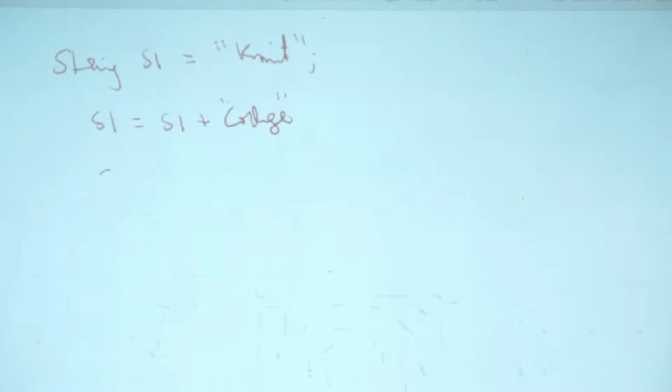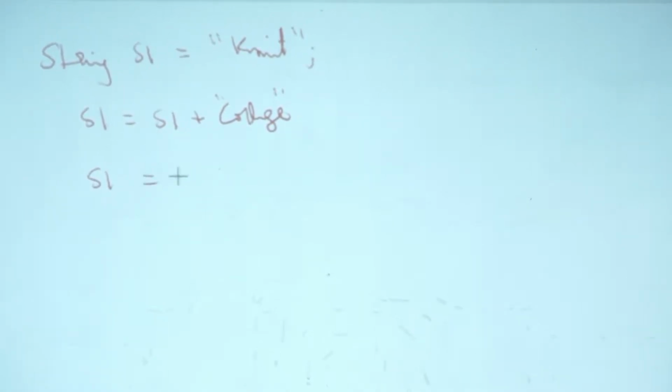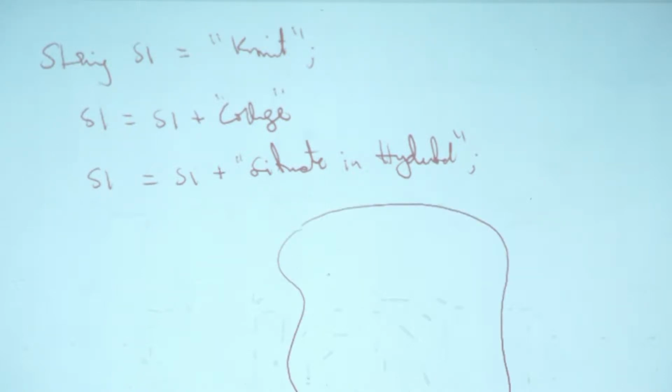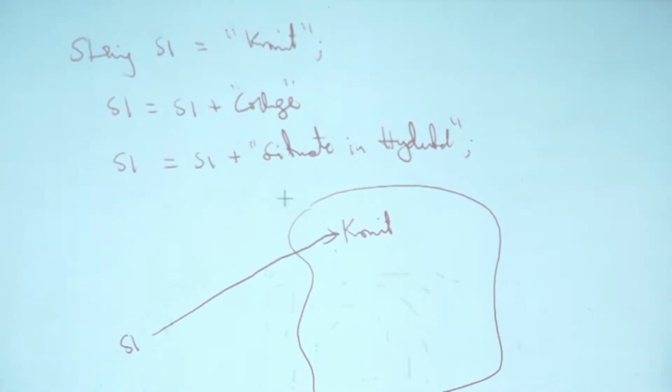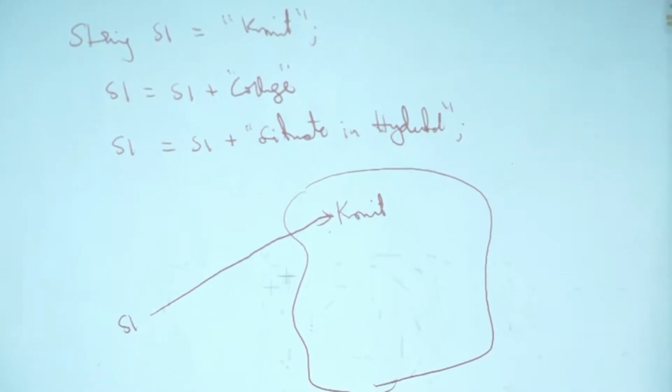Then I say S1, a little later in the program, S1 plus situated in Hyderabad. And just imagine what I would have to do if I had to make this immutable. First, I would have to allocate KMIT and make S1 point to that. Then I would have to say KMIT college.